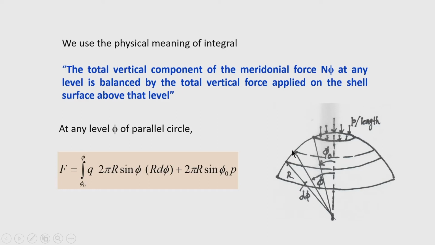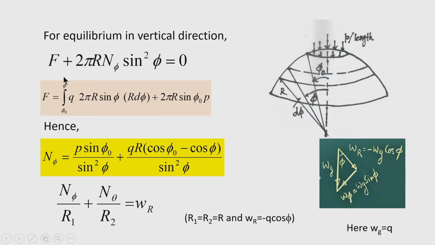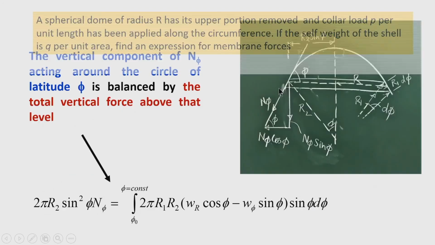Now, if I integrate it between the limits phi naught to phi, I will get the total load acting on the shell surface from phi naught to phi. So, f is found in this way. After evaluating this integral, we can find f, and then f has to be balanced by the total vertical component of the meridional force at this level, that I have shown in the first picture.